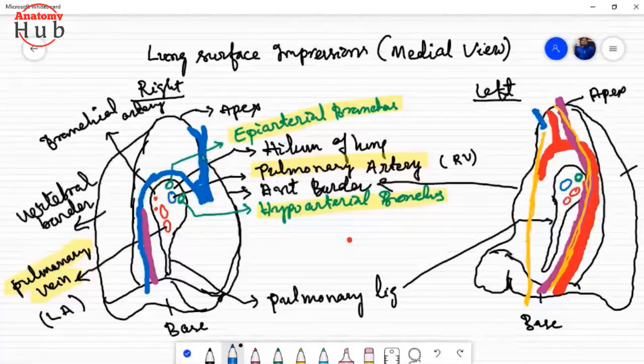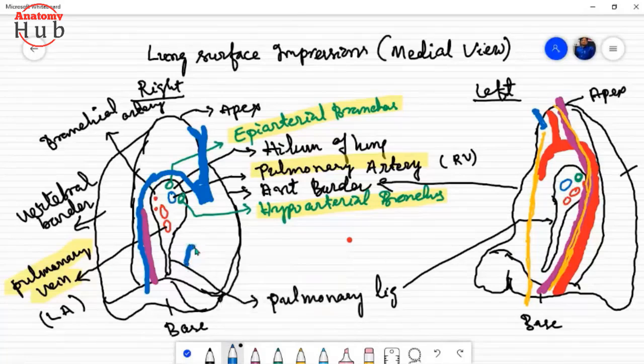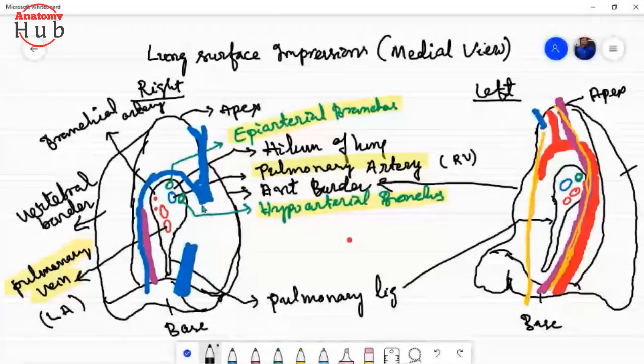Which brachiocephalic? Right brachiocephalic vein. And just above that you'll find the right subclavian vein and right internal jugular vein. And just below this you'll find the inferior vena cava impression. At this point you'll find the impression for the inferior vena cava, right? Because here is the position for the right atrium. So this is the impression for the right atrium.